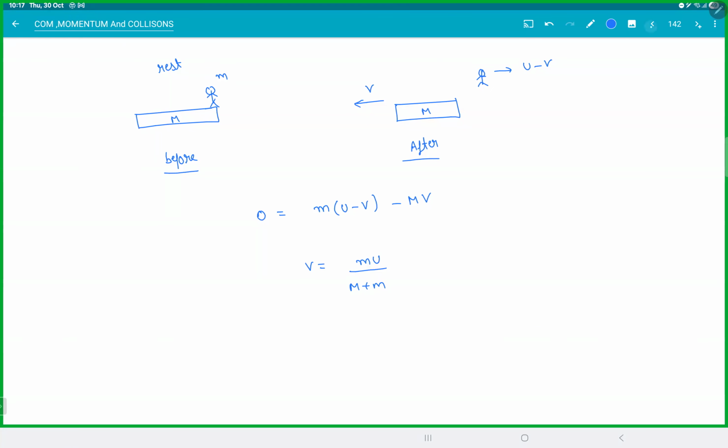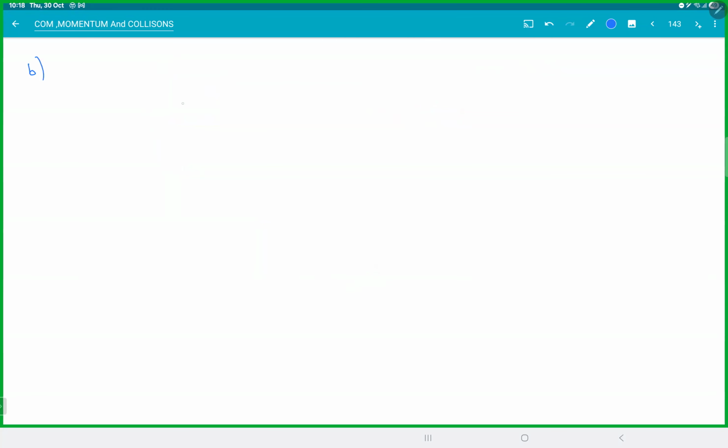Yeah. So let's do another variation of this. Let's say this time there are two people. Capital M is the platform. There is person A, small m. There is person B, his mass is also small m. So here they're jumping one after another. A jumps first, then B jumps. A and B jump one after another.